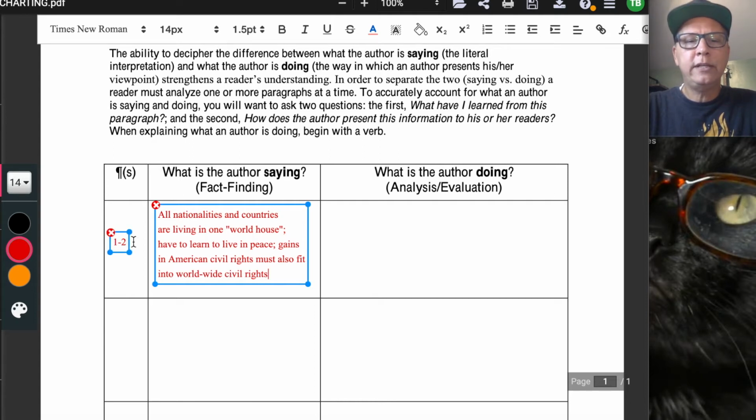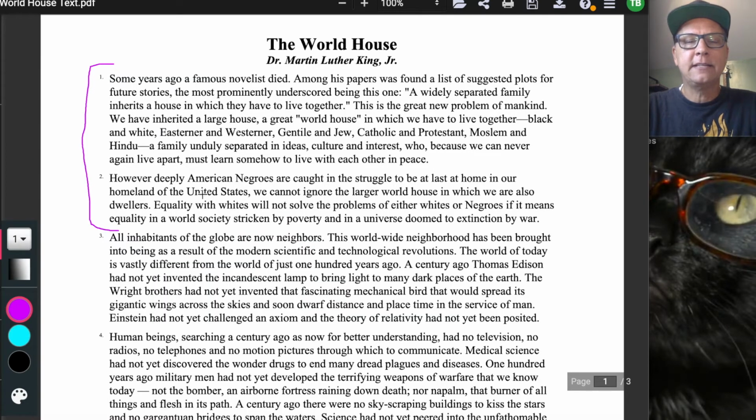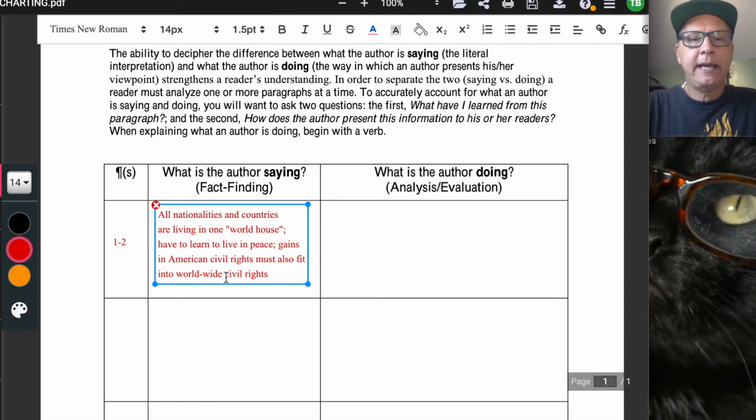If I said 1 and 2 are the two paragraphs that hang together here, then of course I want to make sure that I address paragraph 2 as well. And in that case, it says, however deeply American Negroes are caught in the struggle, we cannot ignore the larger world house. So we don't want to be focused on just us. We want to see the bigger picture. And so did I capture that here? All right, gains in American civil rights must also fit into worldwide. So I accomplished what I wanted to do.